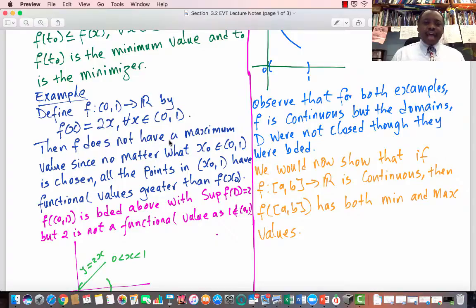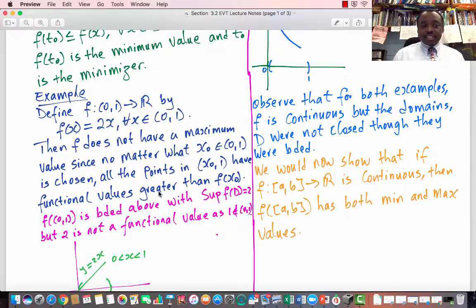Then f does not have a maximum value, since no matter what x0 you pick in the open interval (0, 1), all the points in (x0, 1) have functional values greater than f of x0. Remember, there are infinitely many points between 0 and 1. So if you pick a point x0, between x0 and 1, there are infinitely many values, and all the values that are in the interval (x0, 1) will be greater than f of x0. So f does not have a maximum value on this interval.